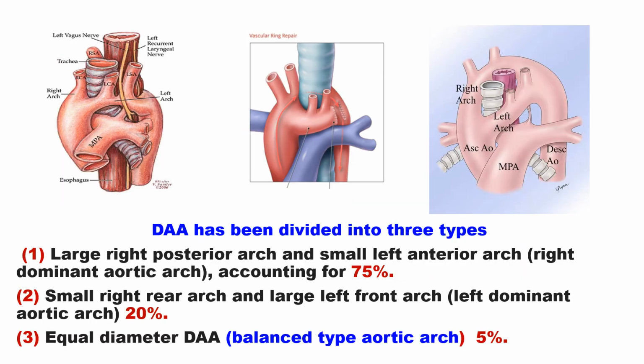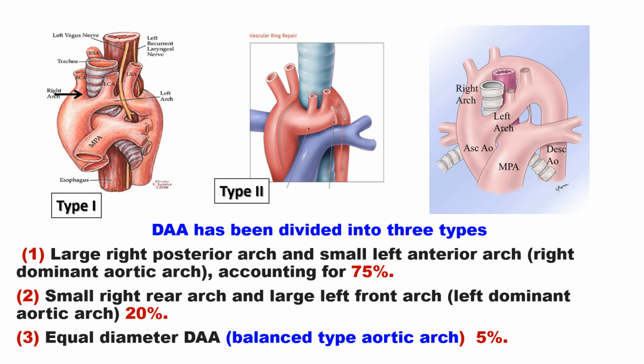Double aortic arch has been divided into three types. Type 1, large right posterior arch and small left anterior arch, known as right dominant aortic arch, which accounts for 75%.